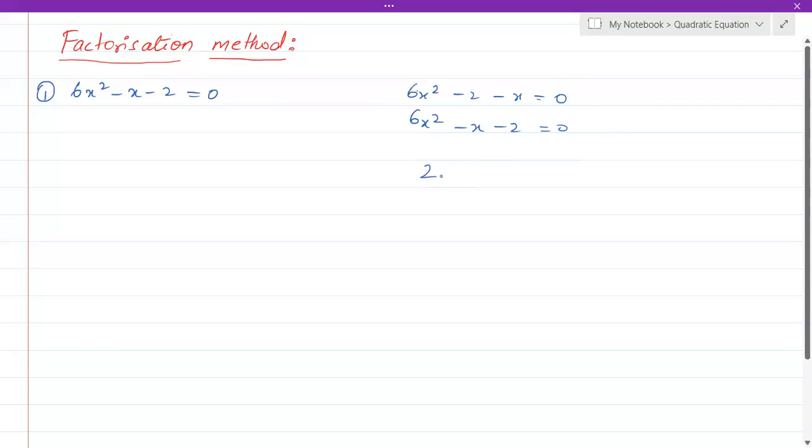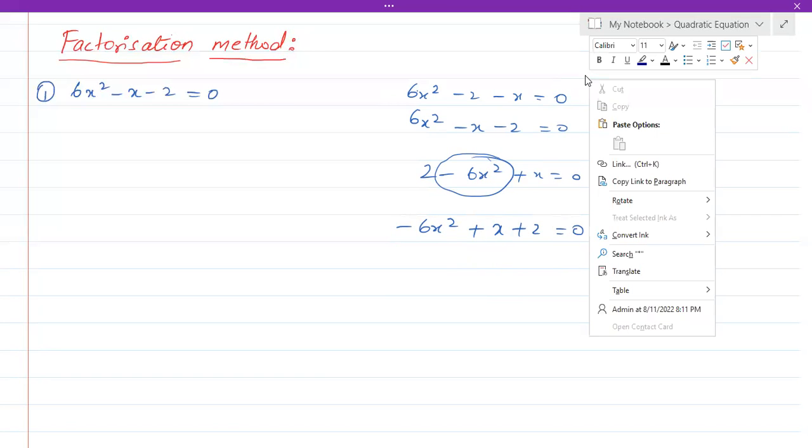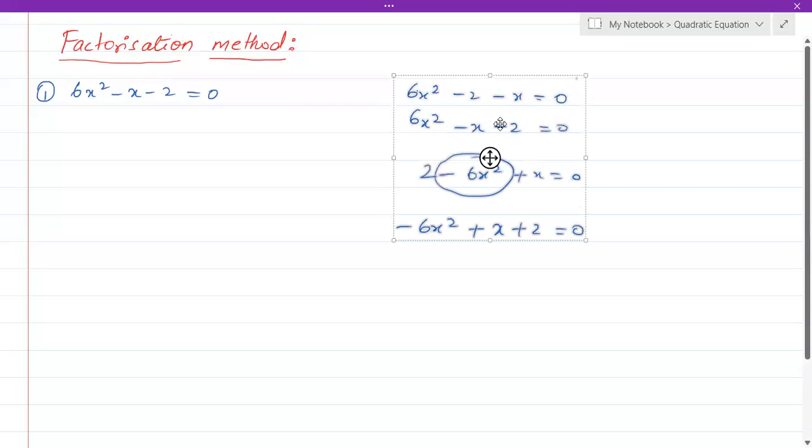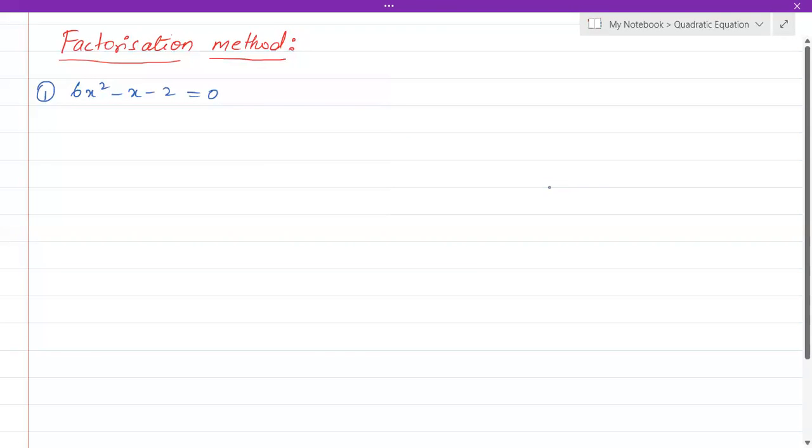Or sometimes you can also have questions like this, 2 minus 6x square plus x is equal to 0. What should come first? X square. That is, with the sign, it is 6x square first, then x, then 2, positive 2. Okay. So this is how we have to rearrange if it's not in the standard form. Once we have rearranged it, we can solve. So here it is in its standard form, so no issues.